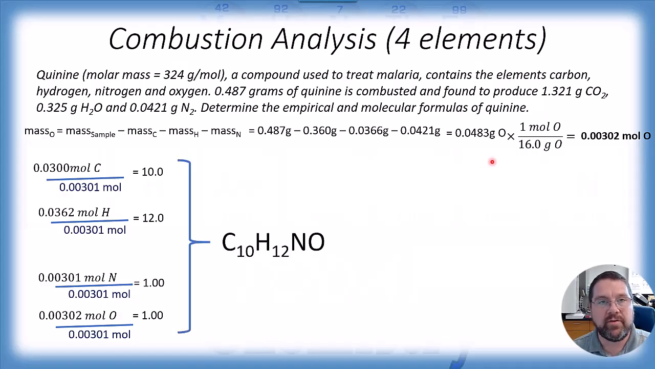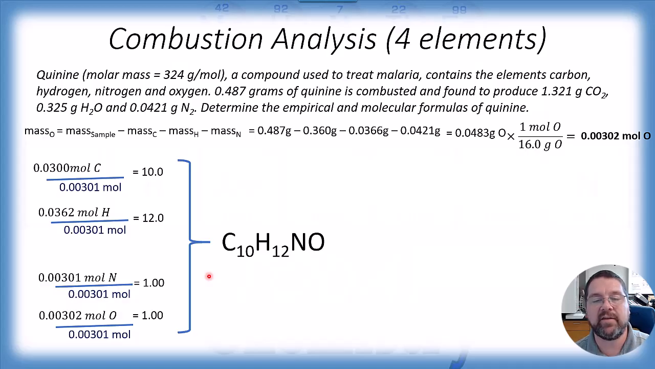So putting it all together, the empirical formula, the simplest ratio formula for quinine, would be C10H12NO. Right? So that's the first part of the answer, determine the empirical formula. Now we need the molecular formula. Well, we know that the molecular formula is going to be a whole number multiple of the empirical formula. And so it stands to reason that this molar mass that we have should be the same whole number multiple of the mass of the empirical formula.